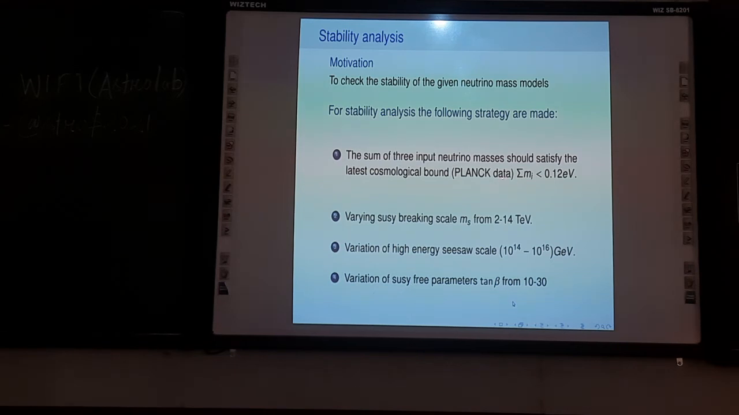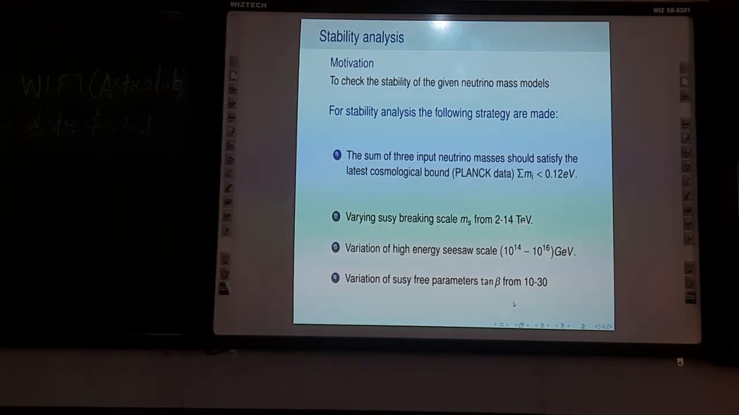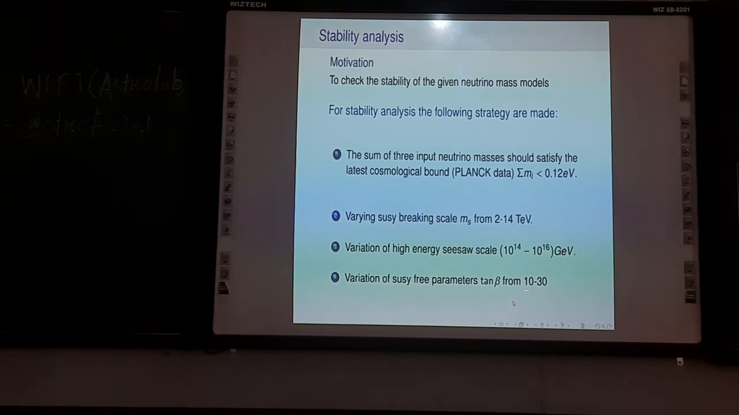From the cosmological bound, which says that the sum of the absolute neutrino masses should be less than 0.12 eV, using this criterion I used the three neutrino masses as input. With the variation of the SUSY breaking scale, I varied it from 2 to 14 TeV, and I also varied the seesaw scale from 10^14 to 10^16 GeV, and the free parameter tan beta from 10 to 30. For these different cases, I studied this in this work.